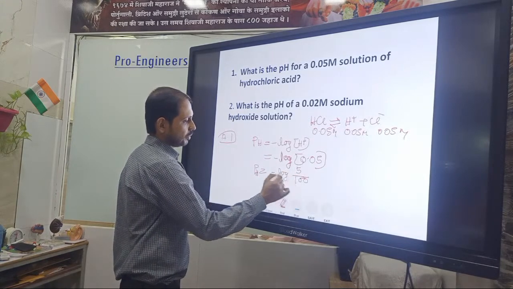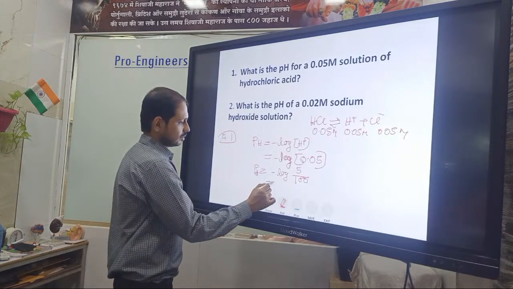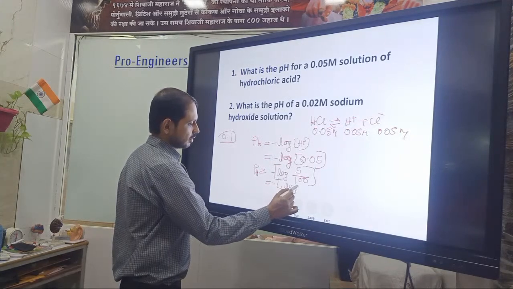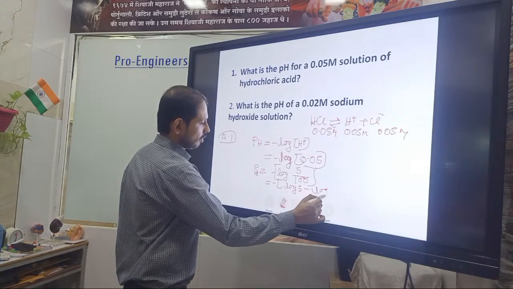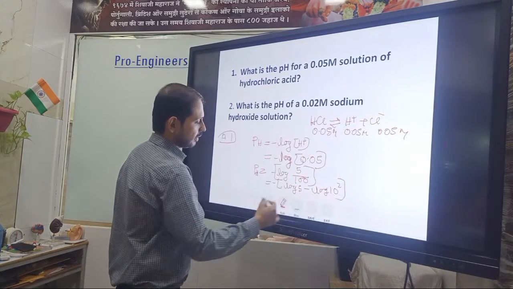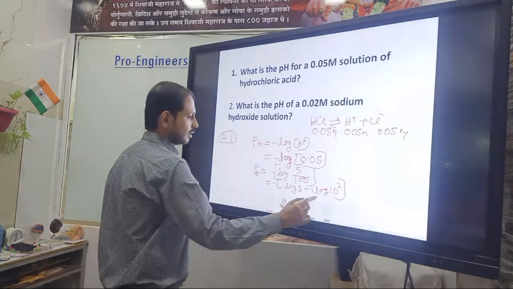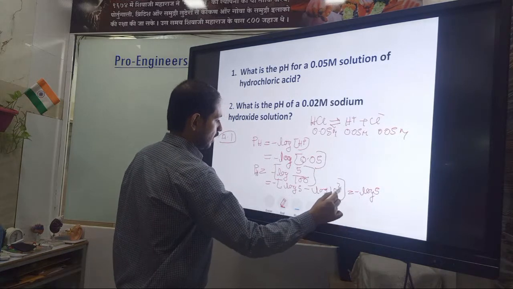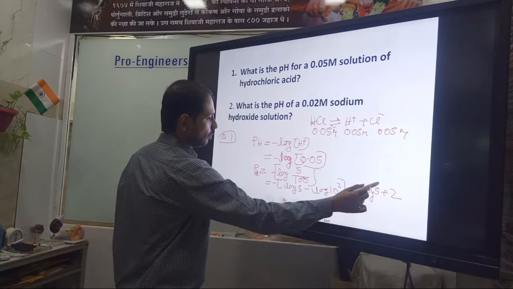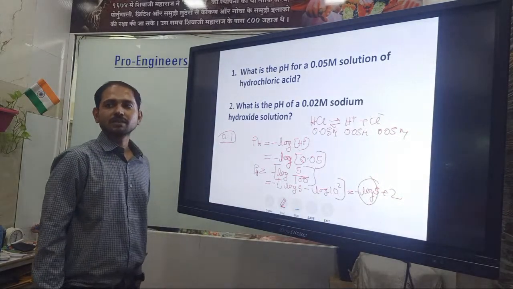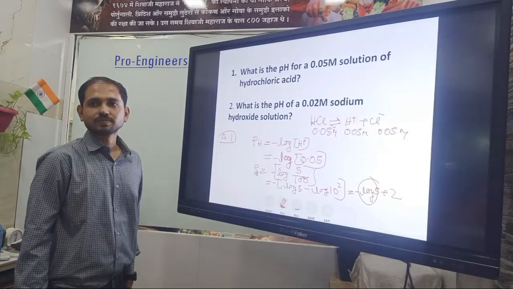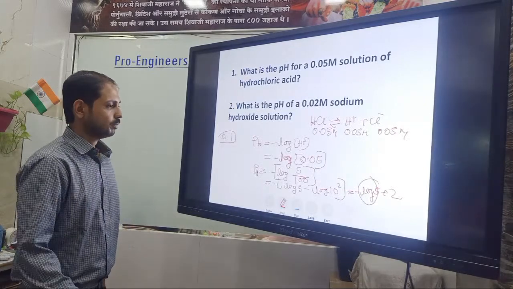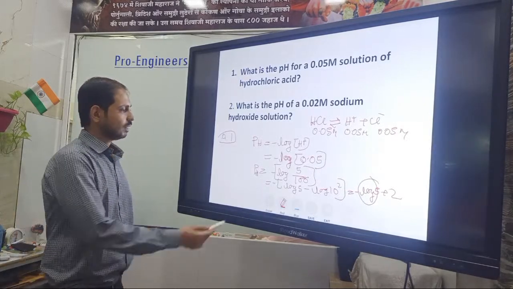Log of 5 by 100 we can write. So log of x by y means log x minus log y. Log 5 minus log of 100. 100 means 10 square, right? So that means minus of log of 5 plus 2. So what is the value of log 5? You have to either use a log table or use calculators to get the log 5.